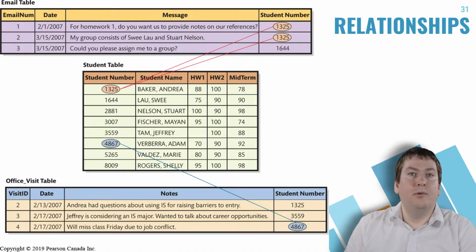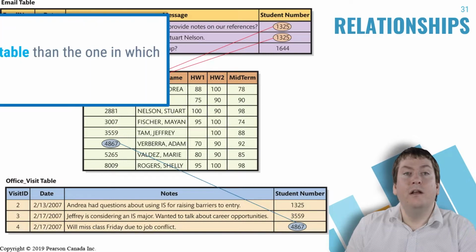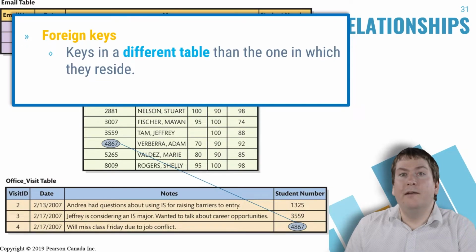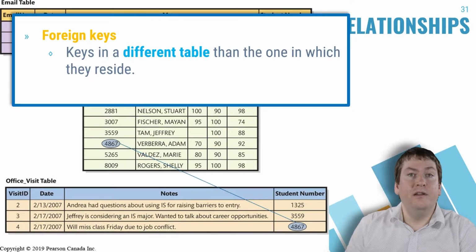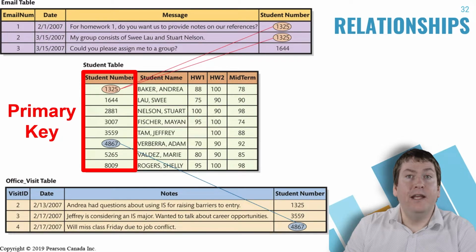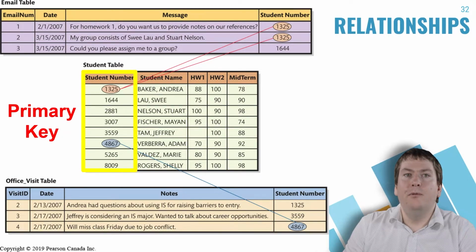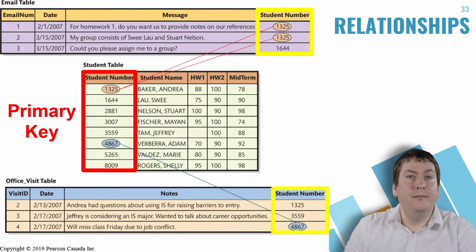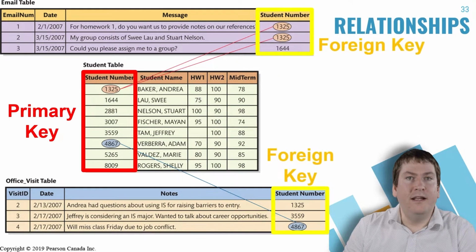Now that we have all our primary keys figured out, we can move on to foreign keys. Foreign keys are just what they sound like. They are keys that are in a different table than the one they reside in, and they are what makes relationships possible. Let's take a look. We already know that student number is the primary key for the student table, but we can also see that it appears in the email table and the office visits table. These are foreign keys.